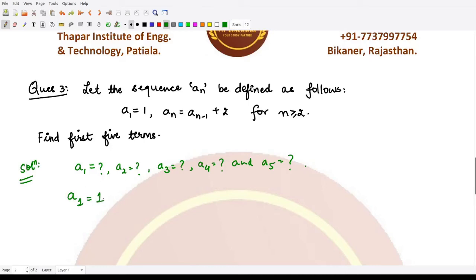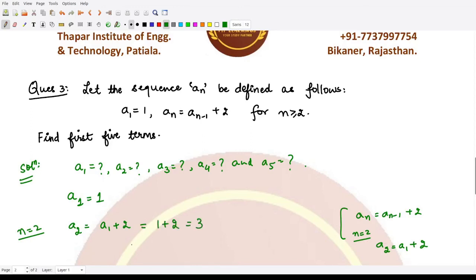Now moving forward, we require a2. In the general term, we will substitute n equal to 2. So when we put n equal to 2 in an equals a(n minus 1) plus 2, we have a2 is equal to a1 plus 2. N minus 1 is 2 minus 1, which is 1. So what is the value of a1? It is 1. So we have 1 plus 2, that is 3, right?